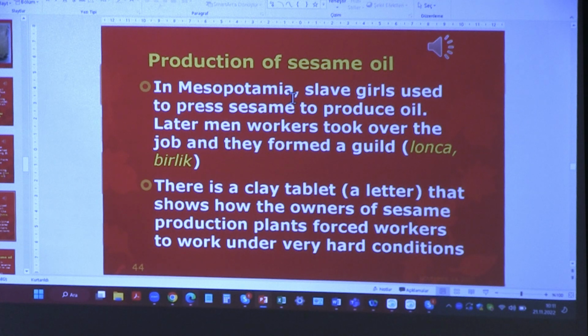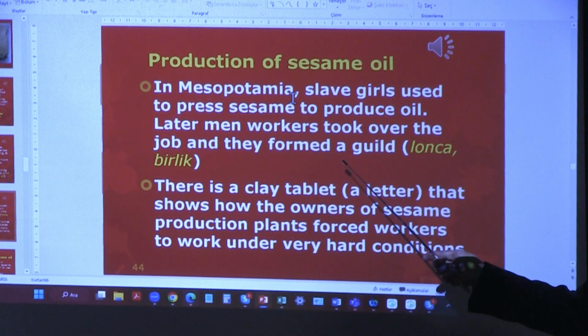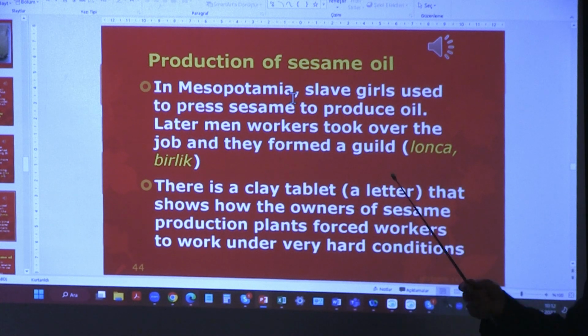So originally, the slave girls were using the presses to obtain the oil. If you remember, when we talked about beer, we said the first beer was produced by women at home, and then they were running the beer houses. After that, the men took over from women. So same again, slave girls were pressing the oil, but later on, it became a job for men.